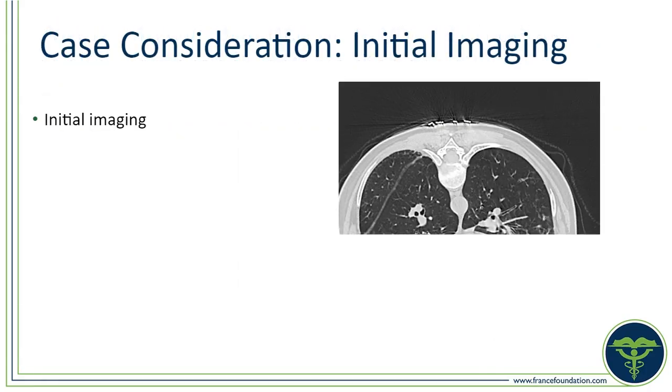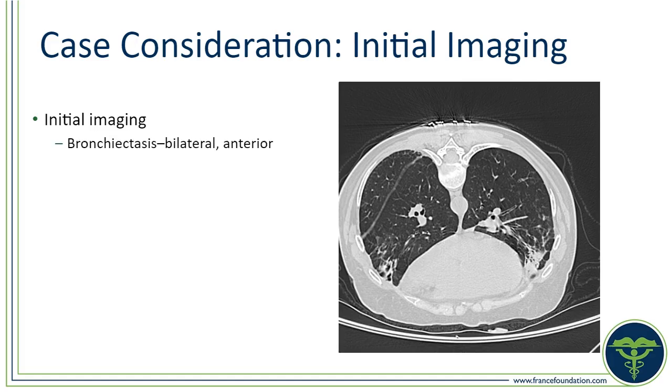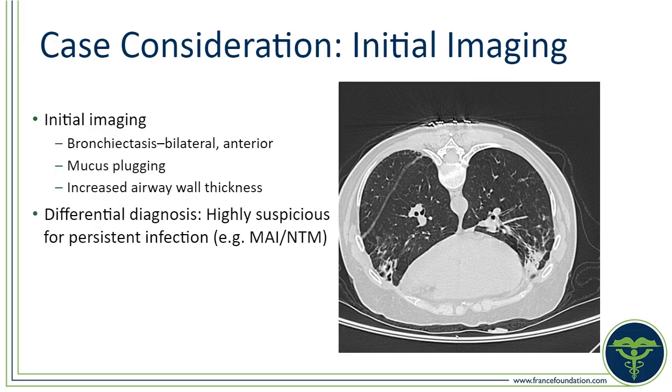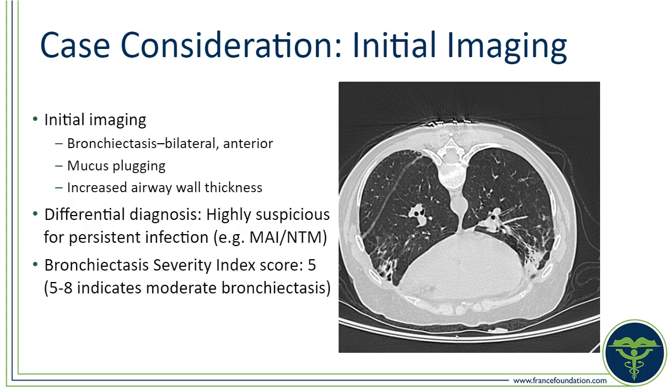This is the initial imaging of our patient. We see bronchiectasis bilaterally in the anterior lungs, in the right middle lobe and the lingula, with bronchial wall dilatation and mucoid impaction. This location is highly suggestive of MAI infection. The bronchiectasis severity score is 5, and 5 to 8 indicates moderate bronchiectasis.